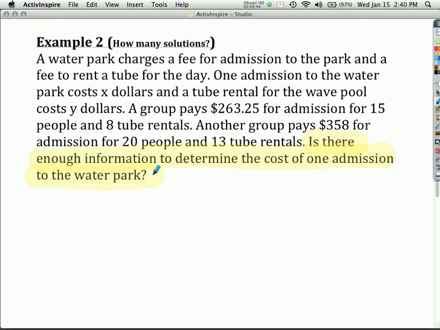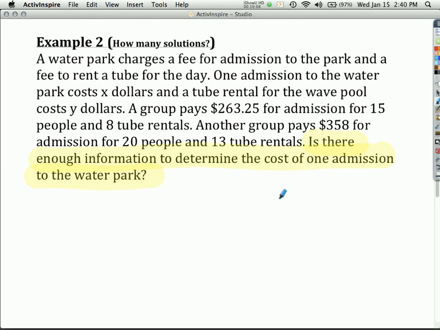When we have a system, there is the possibility of these two special cases, no solution or infinite solutions. If that comes up, then that poses a problem because we then can't actually find a solution. Now here's the weird thing. Admission to the water park does cost money.